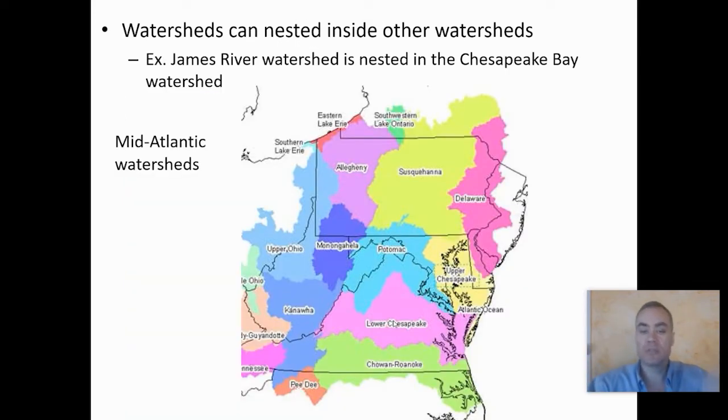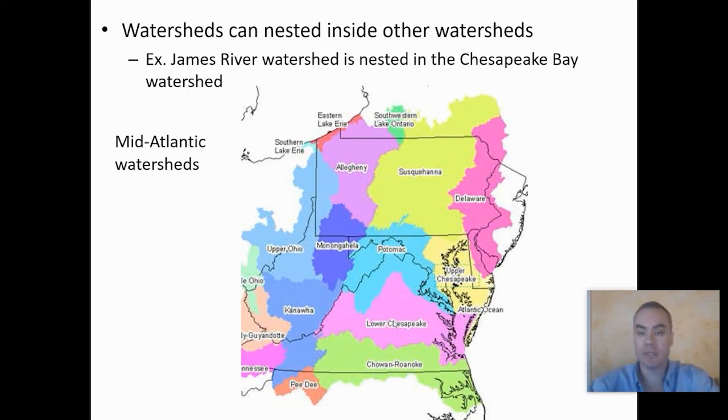Watersheds are also nested inside of other watersheds, sort of like Russian dolls. You can have bigger watersheds and then smaller watersheds inside them. For example, in Virginia, the James River watershed or the Rappahannock, those watersheds are nested inside of the Chesapeake Bay watershed, and the Chesapeake Bay watershed is nested inside of the entire Atlantic watershed, all the water flowing into the Atlantic Ocean.